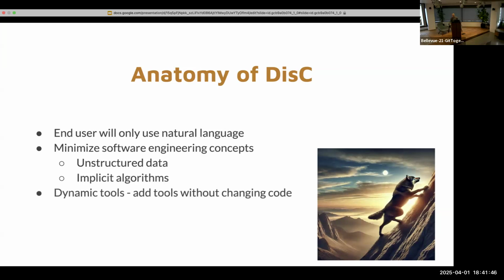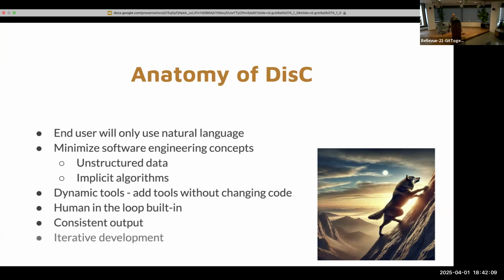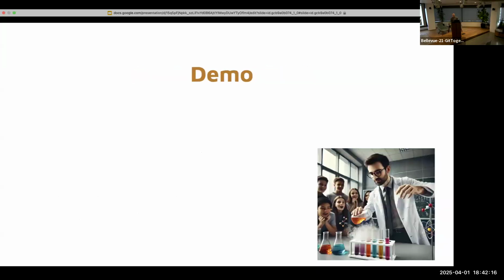Dynamic tools, where you don't have to write code for tools, you can do other things. Human in the loop built in, that's very, very important for any agentic solution, but more so when the LLM or the agent is executing text instructions by the hundreds, potentially. We want a consistent enough output. It's never going to be perfectly consistent. And when we've got something that works, we want to iterate on it.